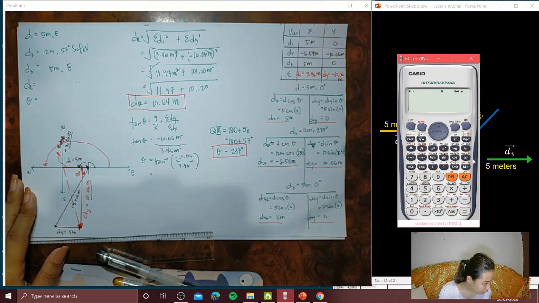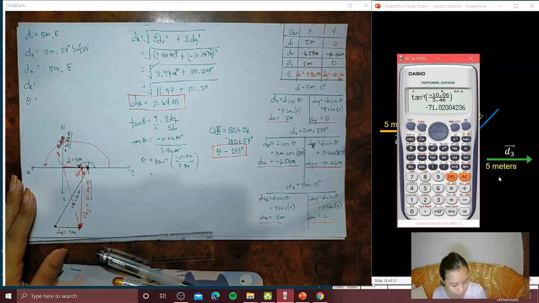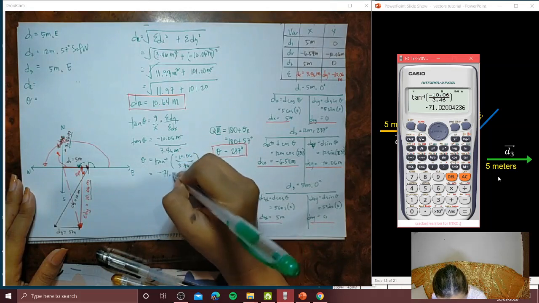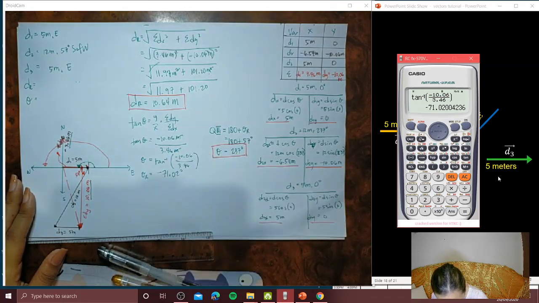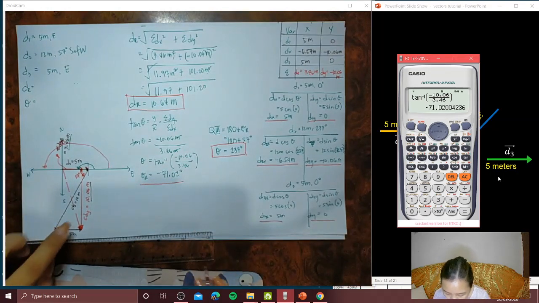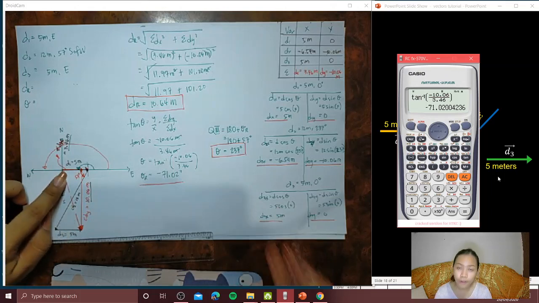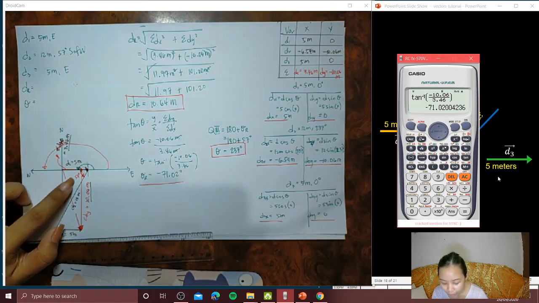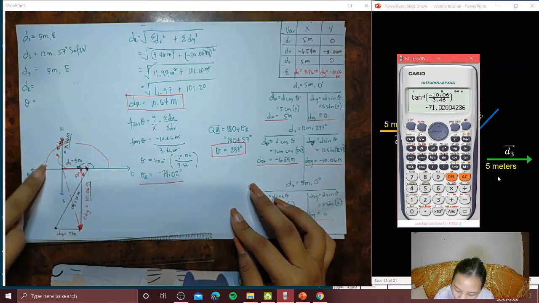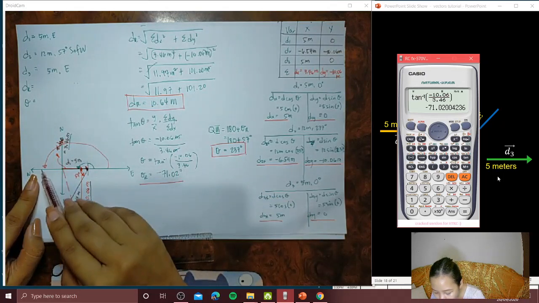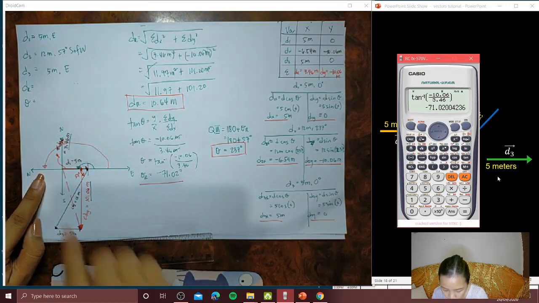Okay. So, there we have here, let us solve our reference angle. So, that's shift tan, our fraction here, negative 10.06 over 3.46. Okay, so we have negative 71.02 degrees. And this is just for your reference angle. Now, the question is, where do you find the quadrant of your angle, of your resultant. So, since it is in the fourth quadrant, meaning, we need to know how many degrees its angle is. So, from east to west, we have 180. As you complete the whole circle, you will have here your 360.